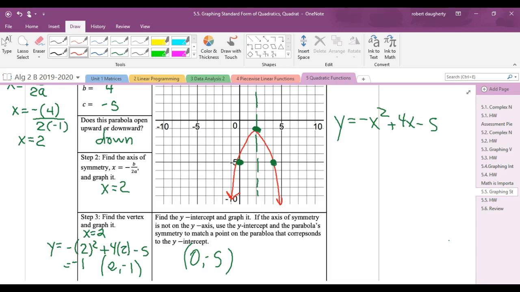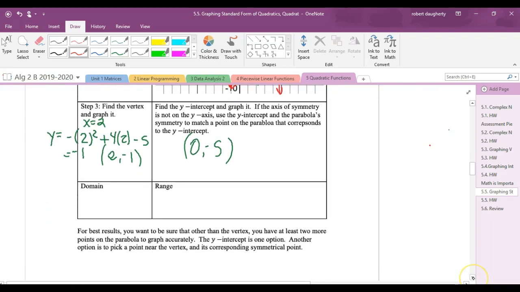Domain, you know the answer to that? Negative infinity to infinity. What is the range? Negative infinity to negative 1, okay? So the domain, negative infinity to infinity. Range, negative infinity to negative 1, okay?